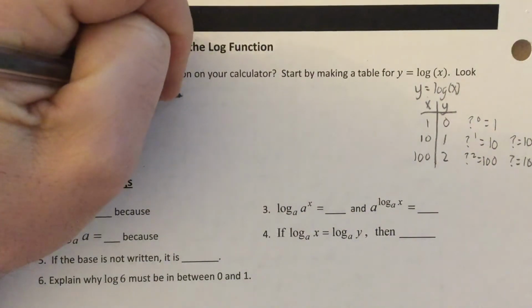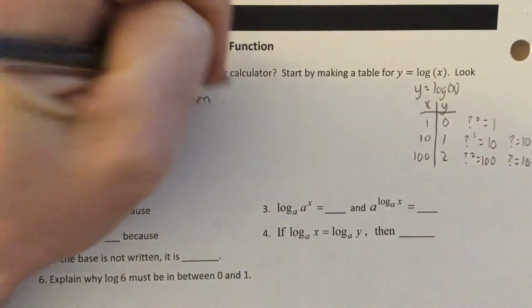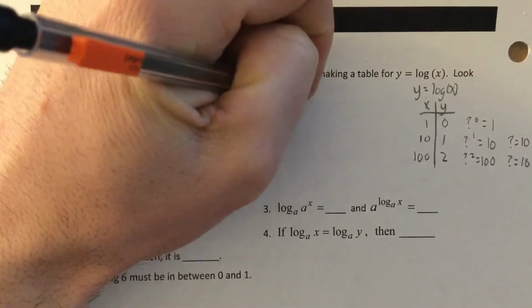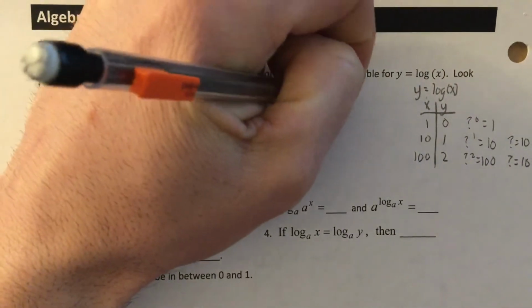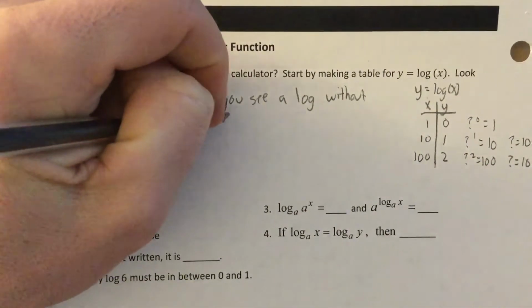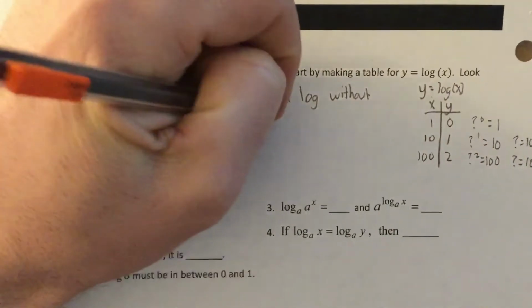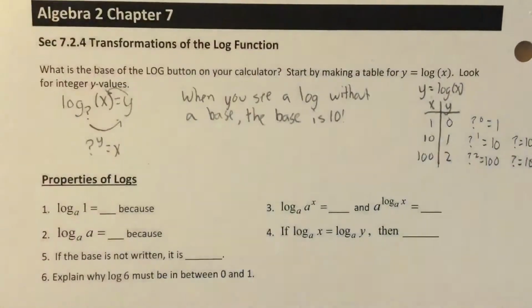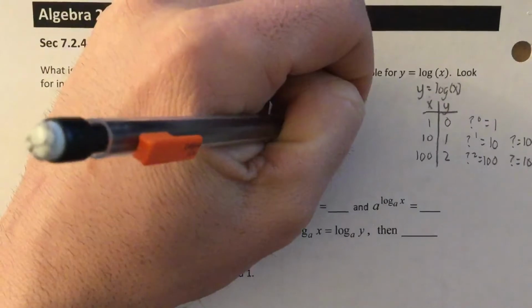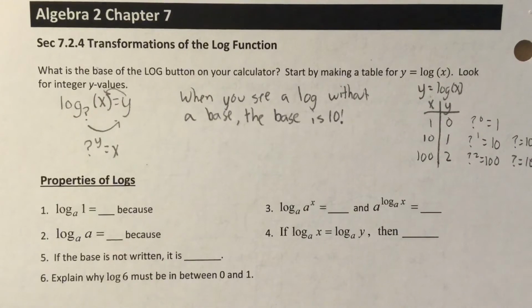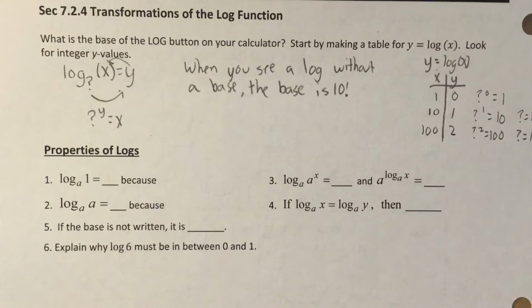So, bottom line, when you see a log without a base, the base is 10. I put an exclamation point there. It's very exciting. All right, so some log properties.